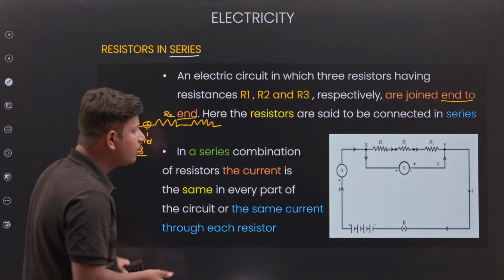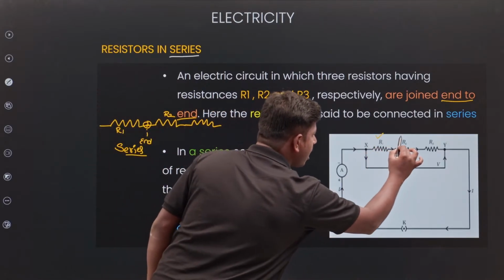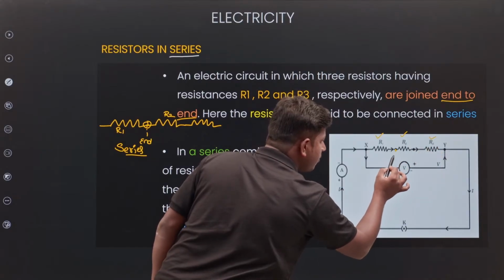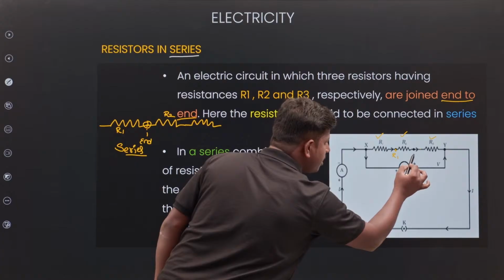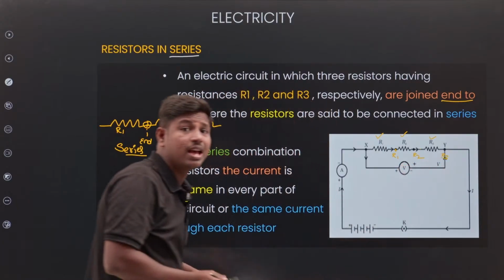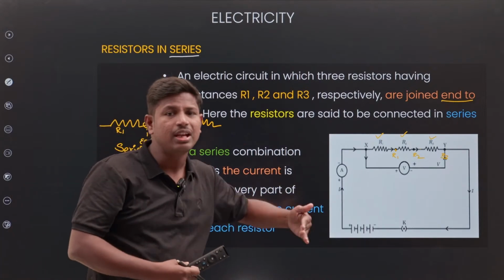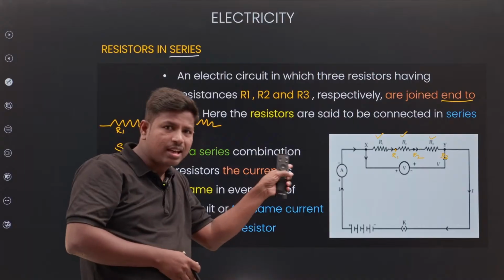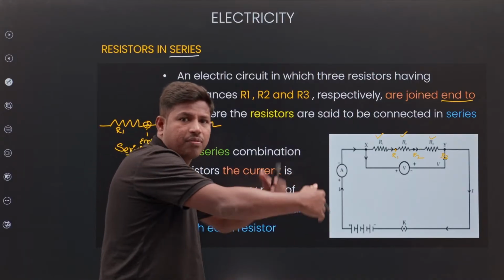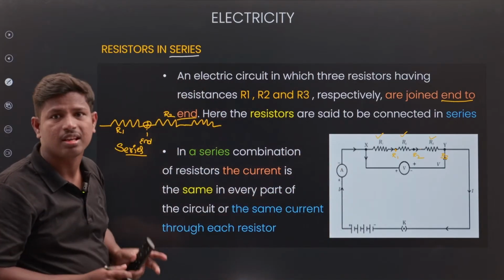Look at the diagram, how R1, R2, R3 are connected. This is the end point of R1, this is the end point of R2, this is the end point of R3. So the resistors are connected one by one, end to end. Like train bogies, one after another. That is resistors in series.